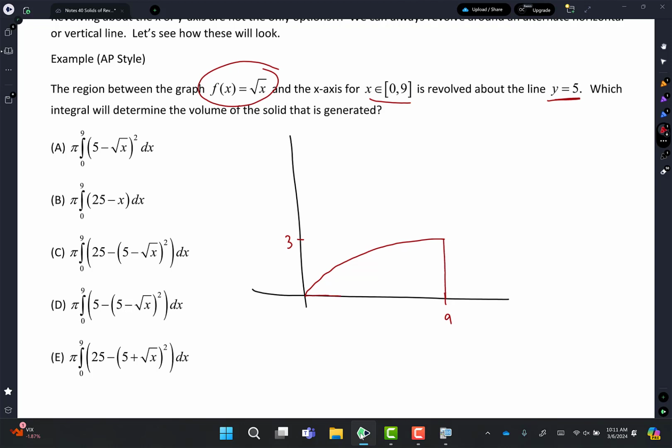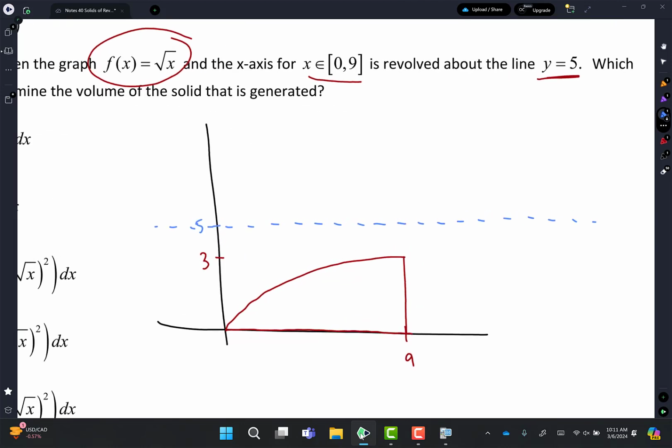This is the region. It says bounded between the x-axis. Everything you see in red, I don't know if you can see it, but it's bounded down there. I'm going to rotate it about the line y equals 5. So I'm going to say 5 is right here. There's my dashed line. And I'm going to rotate it. So pretend that's a spindle, and you can rotate it.